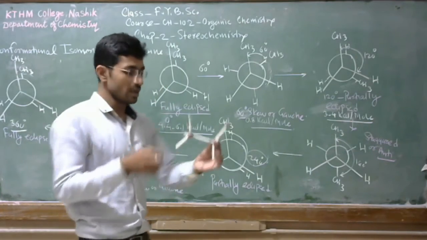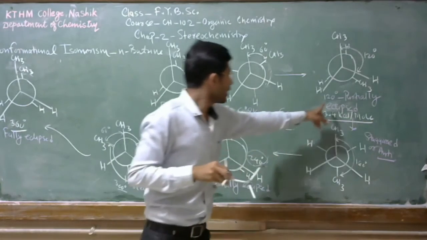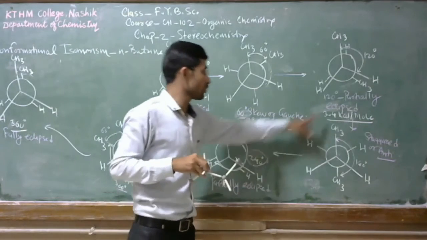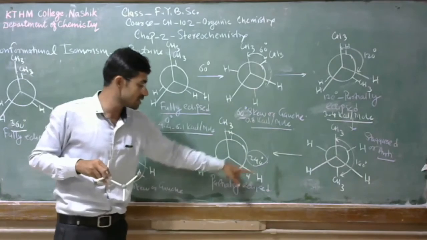Next, this partial eclipse conformation we can observe for angle 240 also. The same situation we can observe here: two methyl-H interactions and one H-H interaction.